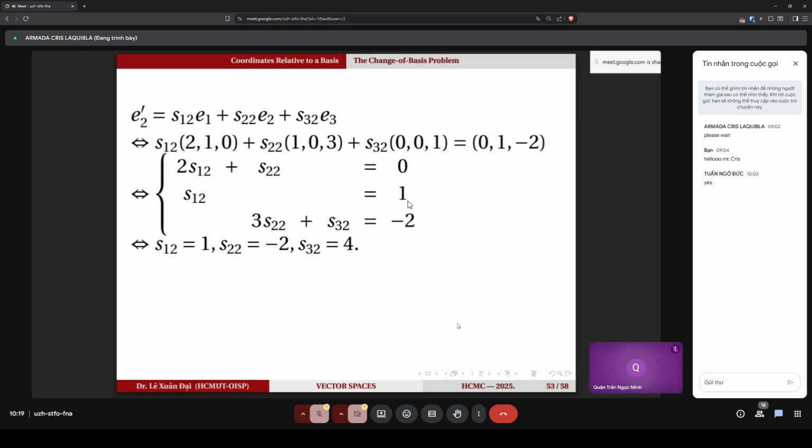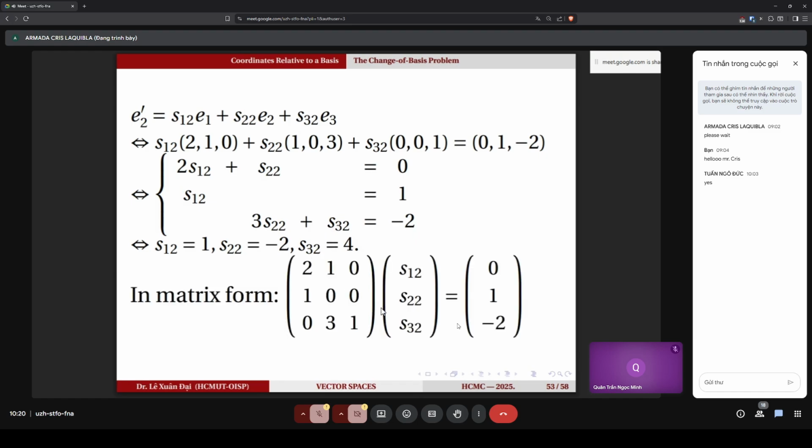Now, the easy number that we can solve is in the second row. So S12 is 1 directly. Replace this with 1 here, so it becomes 2. Transfer this to the other side, so 0 minus 2 is the value of your S22. S22 is -2. If you substitute S22 with -2 times 3, it's -6. Transfer -6 to the other side, it becomes +6. So -2 plus 6 is equal to 4, which is your value for S32. And in matrix form, we have that.